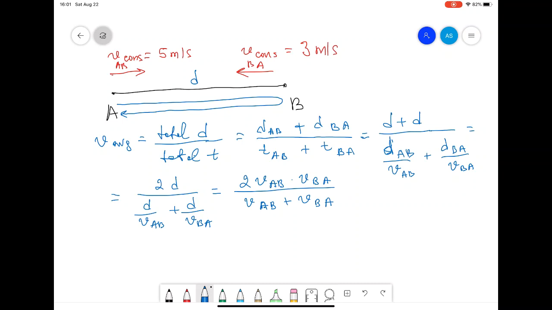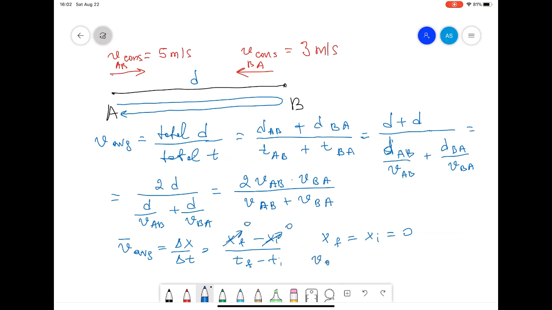Now, regarding part B, you have to find the average velocity over the entire trip. Now, as we know, average velocity is defined by the formula delta x over delta t, correct? So delta x means x final minus x initial, divided by t final minus t initial, correct? In this case, the object traveled from A to B and then returned to the initial position. So that means our x final is equal to x initial. So if you plug the numbers in, you should get that your average velocity is equal to 0. This is how you solve this problem.